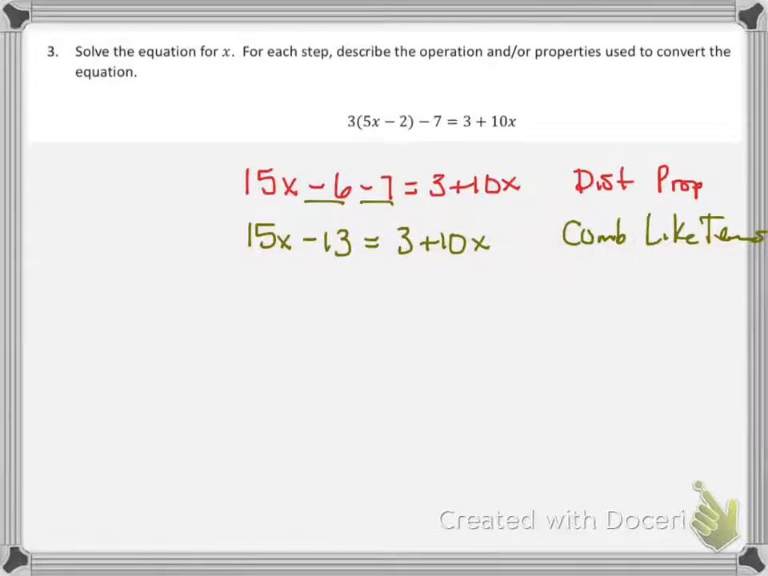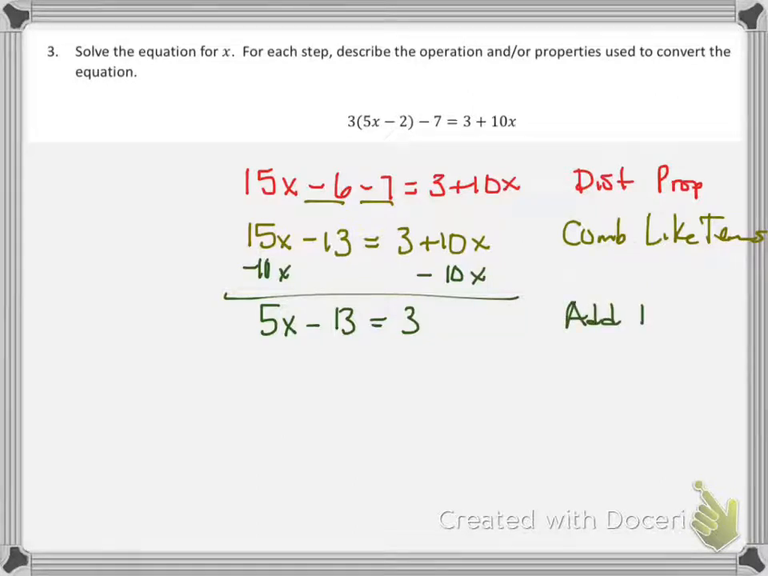And continuing, let's get all the x's on one side. So subtract 10x from both sides. That gives me 5x minus 13 is equal to 3. And that's the additive identity property. All right, and then let's see what else. I can add 13 to both sides. That gives me 5x equals 16. And that's also additive identity property.